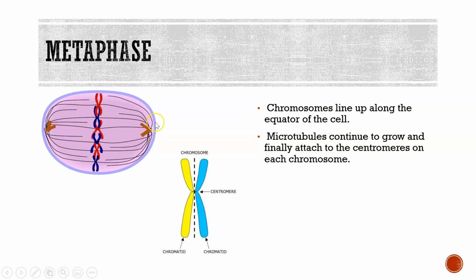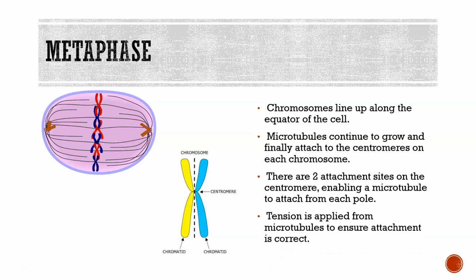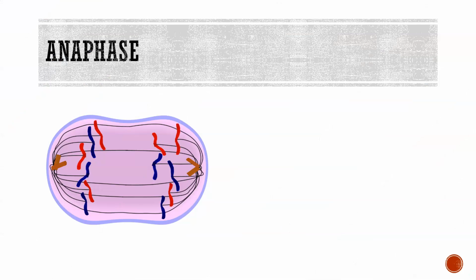Alrighty, the spindle fibres are also holding the MTOC to the cell wall. Obviously if they start pulling, you don't want the MTOC skimming into the middle of the cell. They've got to stay there and drag these chromosomes apart. There are two attachment sites on the centromere, enabling the microtubule to attach from each pole. Tension is then applied from the microtubules to ensure that the attachment's correct, because they've got to be fully attached to separate those chromosomes.